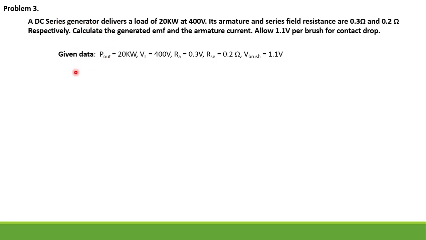From the problem, we can take the given data, that is output power P out is 20 kilowatts. Load voltage VL is 400 volt. Armature resistance RA is 0.3 ohm. Series resistance R series is 0.2 ohm. Voltage drop across brush is 1.1 volt. For a single brush, voltage drop is 1.1 volt. Students should listen. Armature consists of two brushes, one for positive polarity, another one for negative polarity. The required data is generated EMF and armature current.